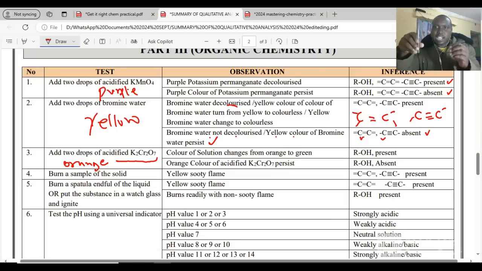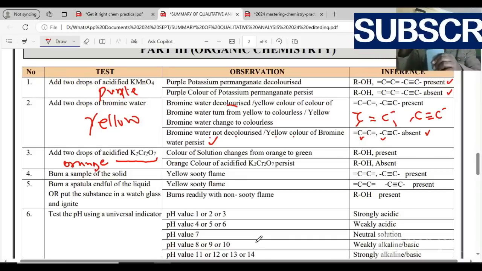Like you see here, my pen here, you could take it as acidified potassium permanganate. On my left hand here, let me use this. Assuming this is now the test tube holding your solution. Now you are adding 2 drops of acidified potassium dichromate. This one is orange. So when it gets in here, that color of orange changes to green, maybe after warming or you don't warm.